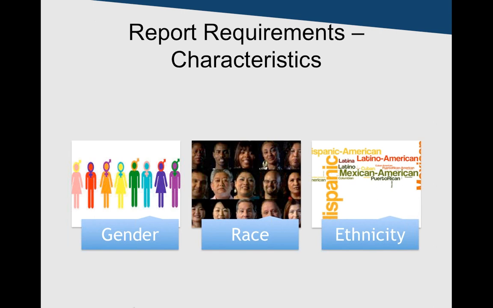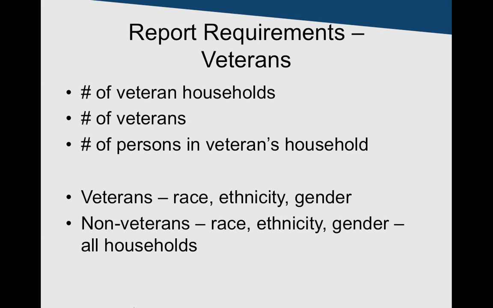Continuums of Care must also report data on the gender, race, and ethnicity for each person experiencing homelessness. Please note that for anyone that is counted under multiple races, please make sure that the person is counted in at least 2 of the race categories. And I think Jonda talked a little bit about that earlier.